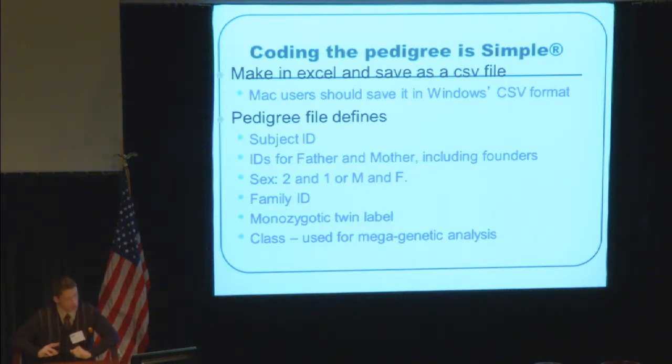Obviously, you have to provide gender or sex, and that can be coded either numerically as 2 or 1, or as M or F, male and female. Then you need to provide family ID, albeit that's an optional point. Then you can also provide monozygotic twin label, which is important for twin studies, but again, it's an optional point. And another optional point is class, and that's used for defining super pedigree from several independent pedigrees.